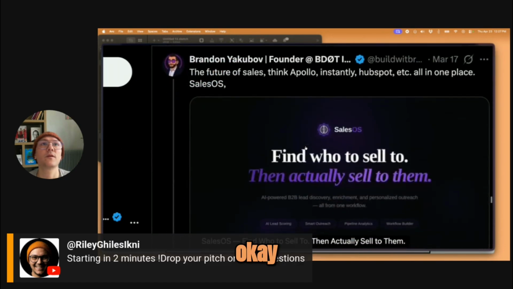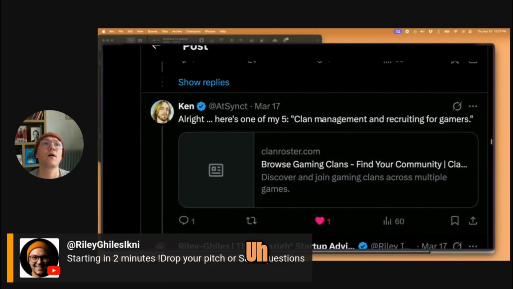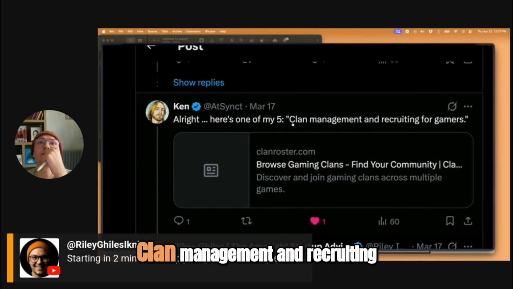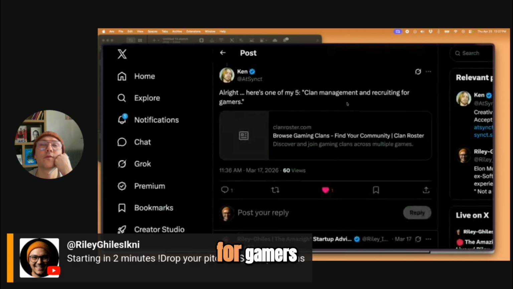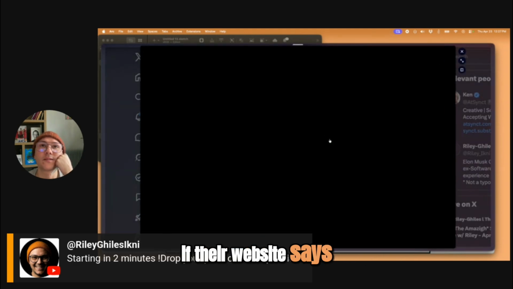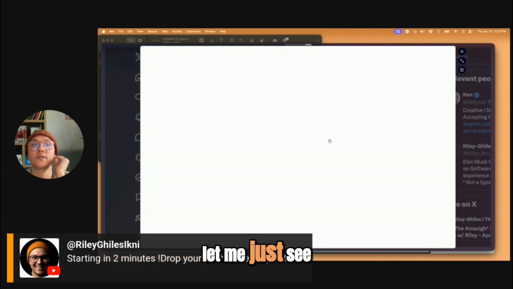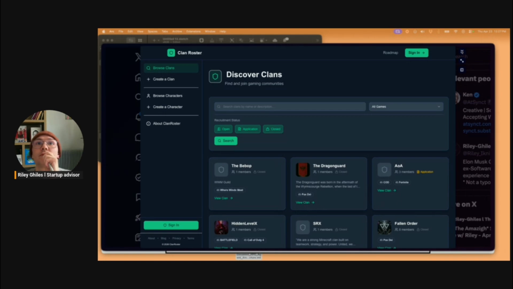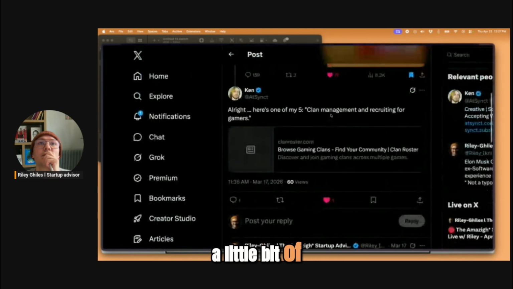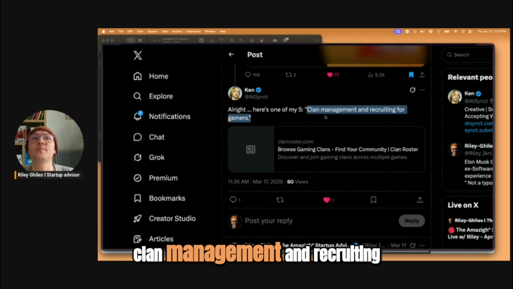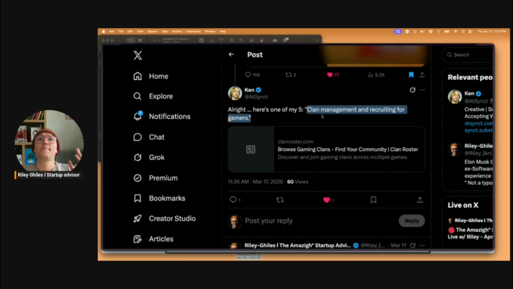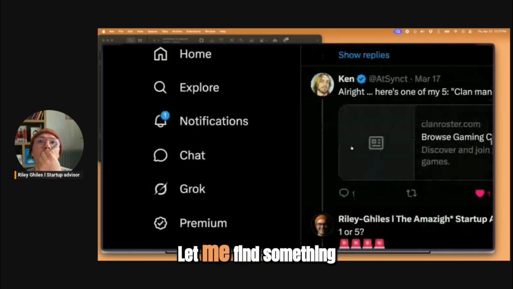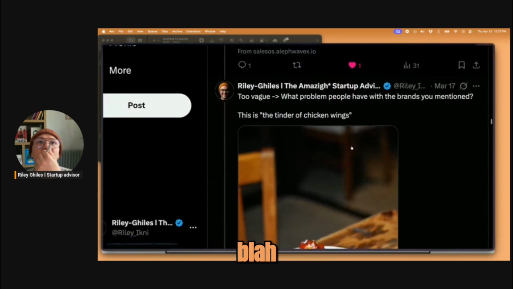Clan management system. Okay. Yeah, actually, this one is good. Shout out to Ken. Clan management and recruiting for gamers. Let me just see if their website says the same thing. No, there's no landing page. I need something with a little bit of a landing page. But here, for example, clan management and recruiting for gamers. Do people really browse, I need clan management for gamers? Like, it's not that recognized.